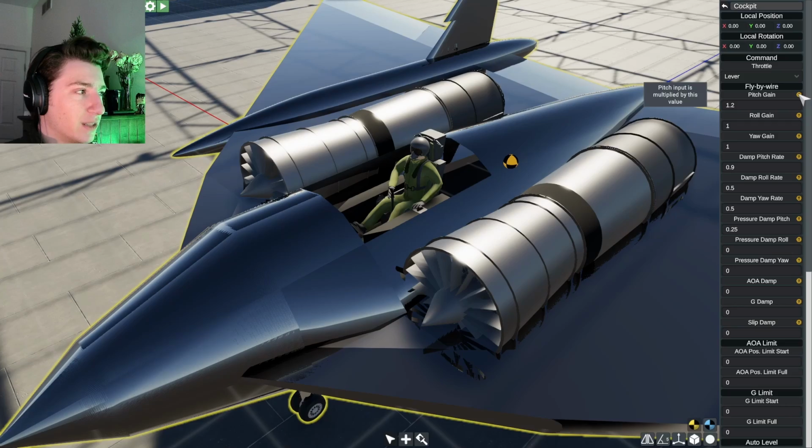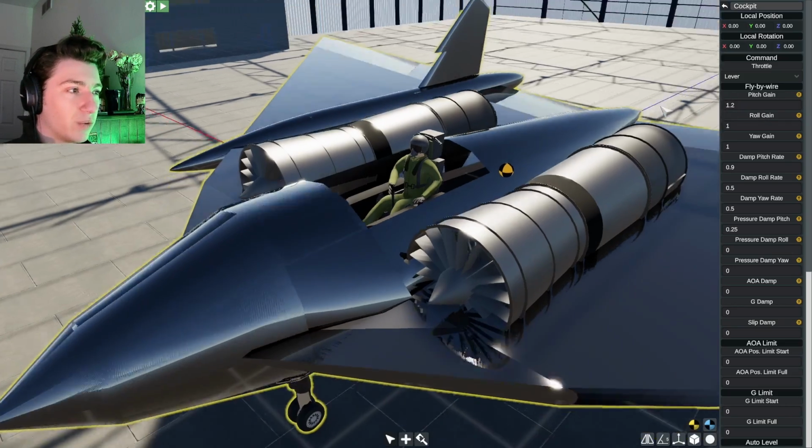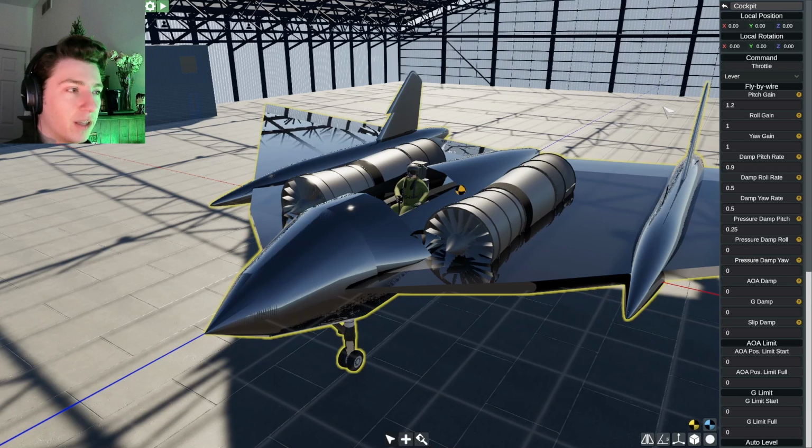So generally, you don't need to fiddle with these too much. But you'll see in this particular craft, I've increased the pitch gain because we want greater pitch input than normal, because this thing tends to veer downward pretty hard. So we need a lot of input to counteract that. So you have one for pitch, one for roll, and one for yaw. You can change them independently of each other.